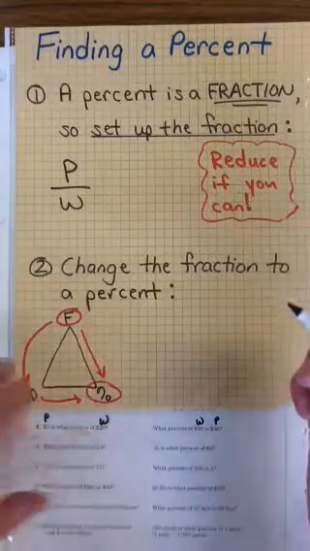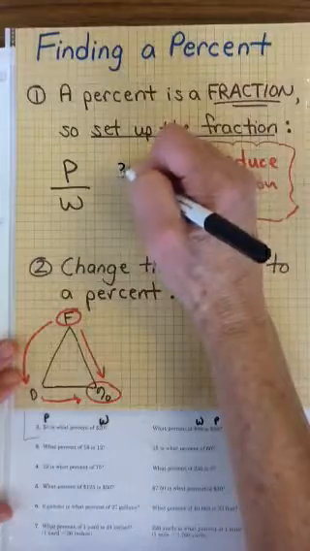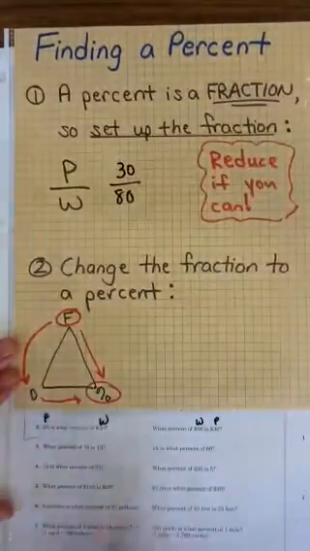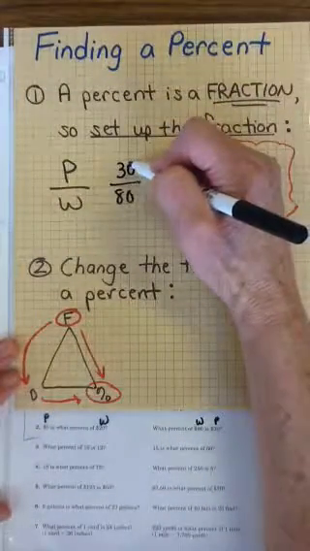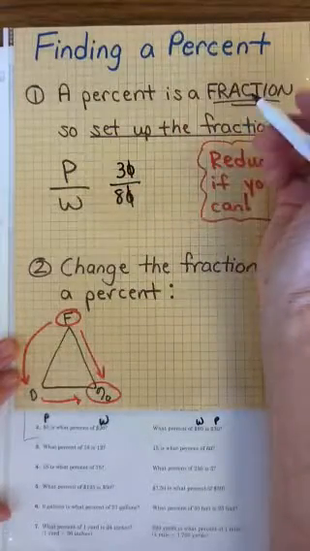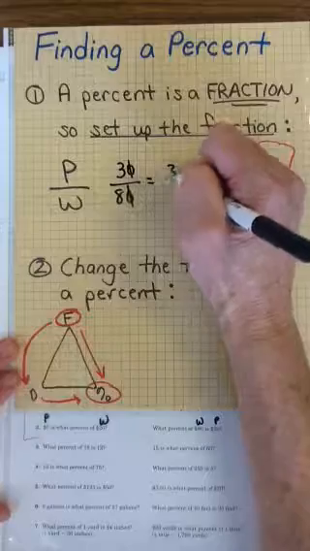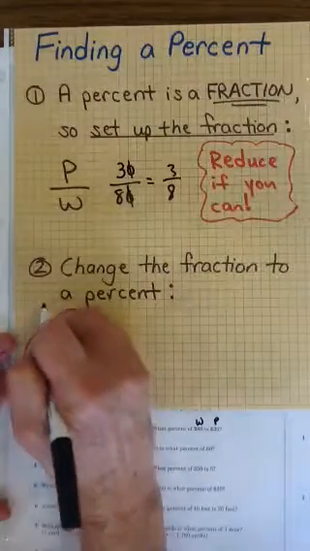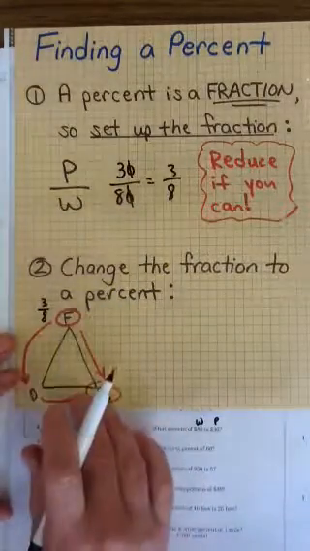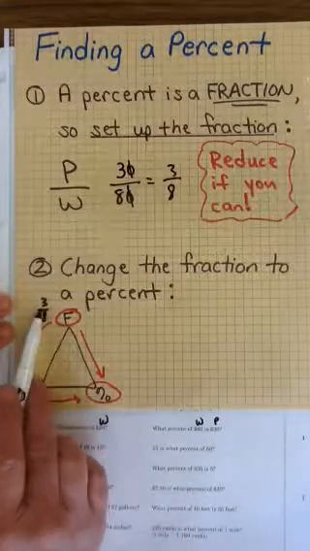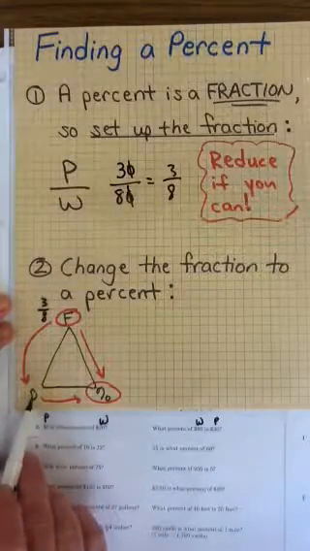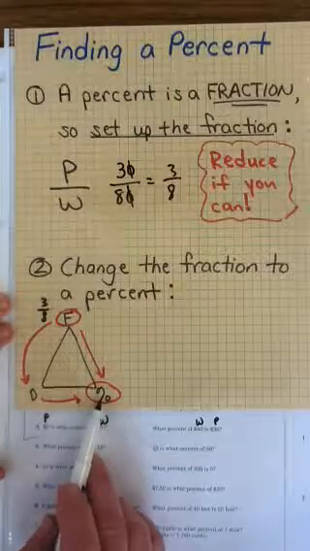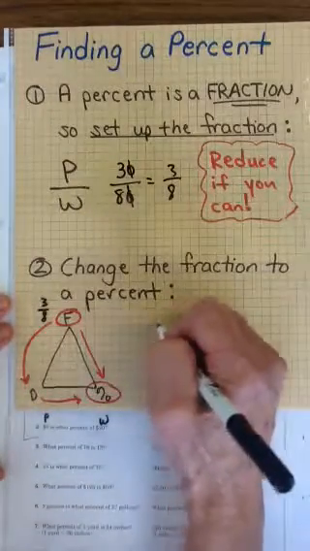So the part is 30 and the whole is 80. Now we can reduce right away because we have a top and bottom number ending in a 0. So we get the fraction 3/8, which is a little bit unfortunate because that is not one of the common fractions. So we are going to have to do a little bit of work, changing the fraction 3/8 to a decimal number by division, and then moving the decimal point in our decimal number over 2 places and adding the percent sign.